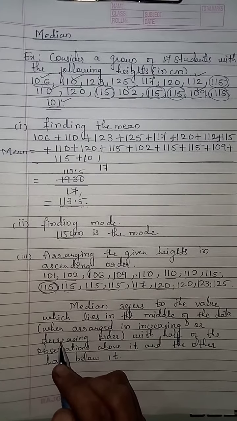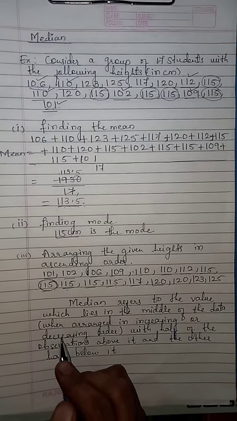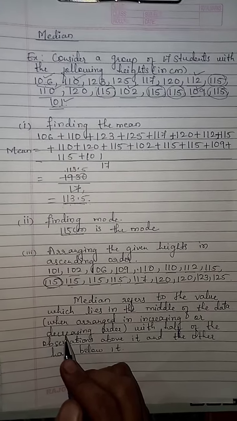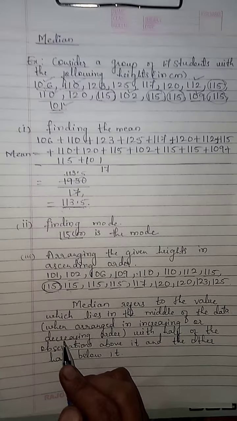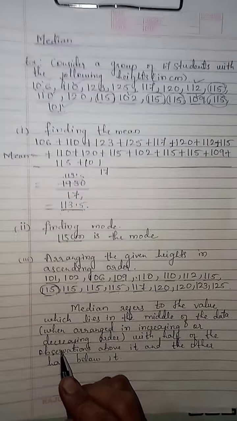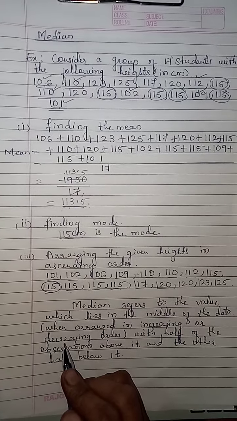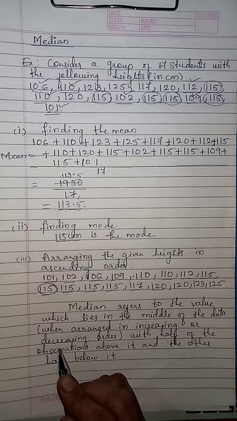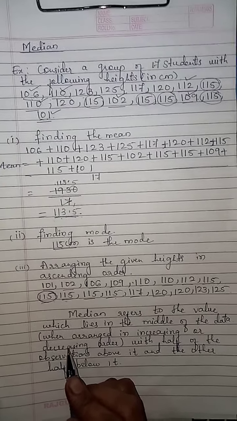Thus we realize that mean, mode and median are the numbers that are representative values of a group of observations or a data. They lie between the minimum and the maximum values of the data. They are also called the measures of central tendency. You should remember, children, mean, mode and median are the measures of central tendency.